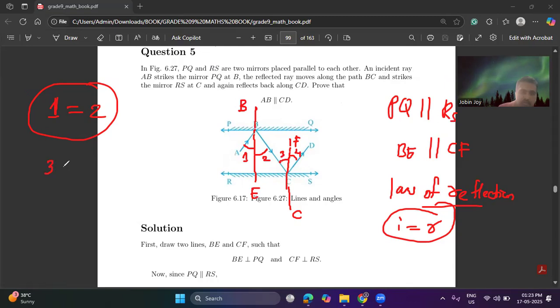Using the law, angle of incidence will be equal to angle of reflection. So angle 3 is equal to angle 4.